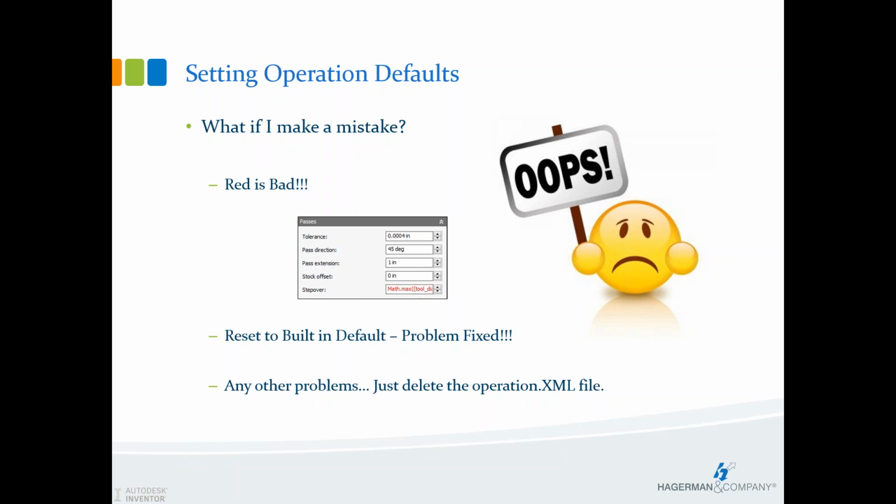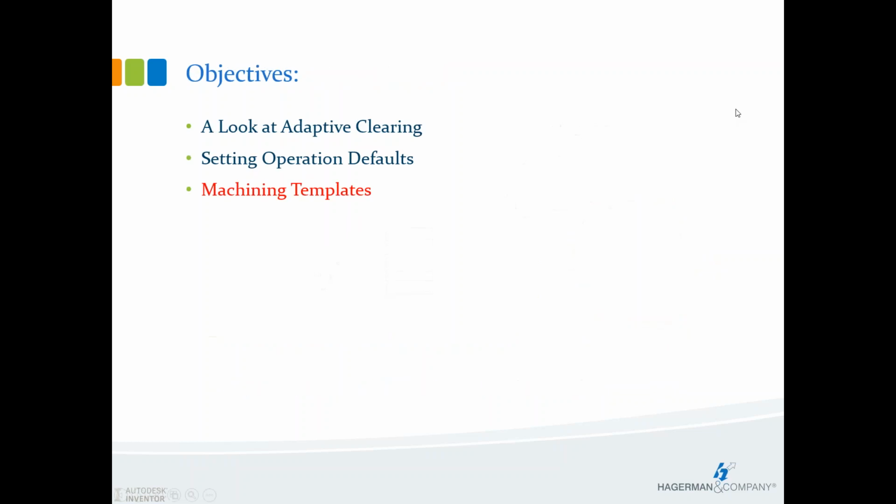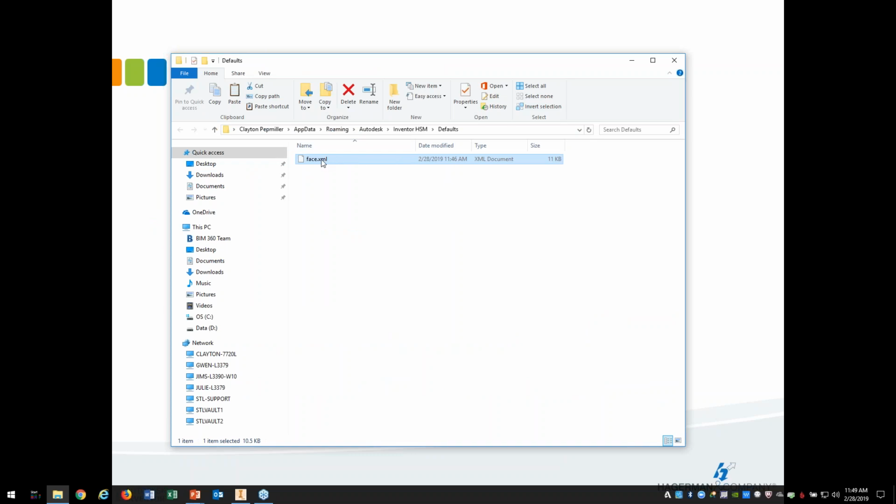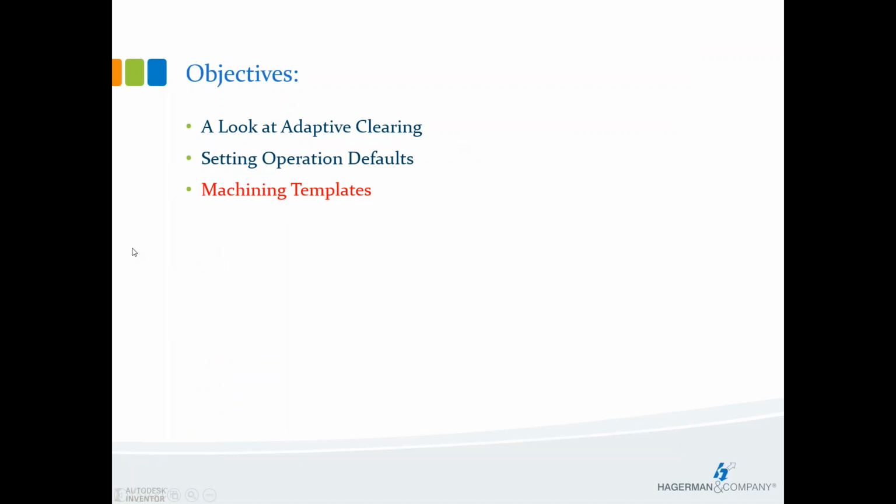Problem solved. Any other problems you might run into? A lot of people say, well, what if I saved a whole bunch of defaults and I just royally trashed it? That's simple. If that happens to you, just go back out here to your defaults file and just delete it. If it's not there, you have no defaults. Just start over. So you're not going to break it if you try to do this. That's what I wanted to show you as far as that.